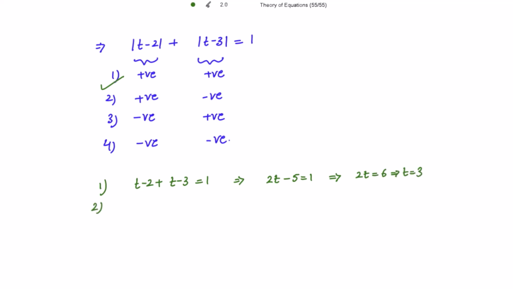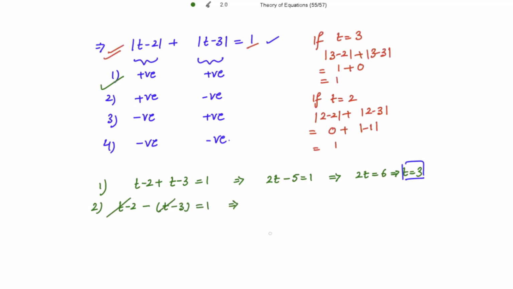The second one, when the first one is positive and the other one is negative. So this is t minus 2, and because the other one is negative, we write a negative sign outside of t minus 3. This is equal to 1. So this implies negative 2 plus 3 is equal to 1, that is, 1 equal to 1.